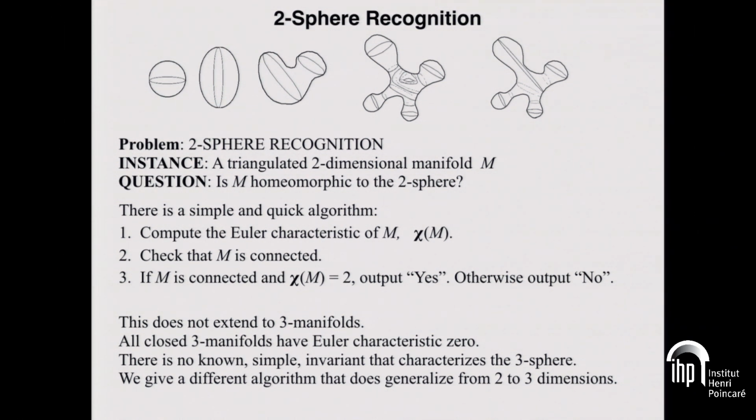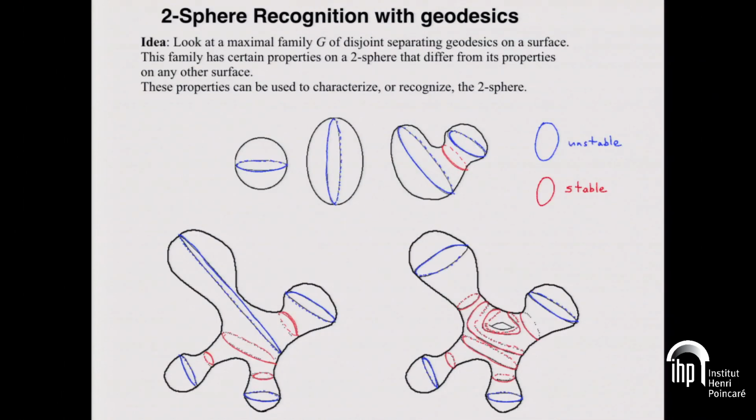So rather than doing this, we'll try and come up with a different type of algorithm, a harder algorithm for two-dimensional manifolds, but this one will generalize to three dimensions. So what is the idea? The idea is to try and understand this system of geodesics on a two-dimensional manifold. So now we're leaving the world of simplicial complexes and entering the world of Riemannian manifolds. So these are smooth manifolds with Riemannian metrics. And what I've drawn is just some examples of different surfaces and the geodesics that lie on these surfaces.